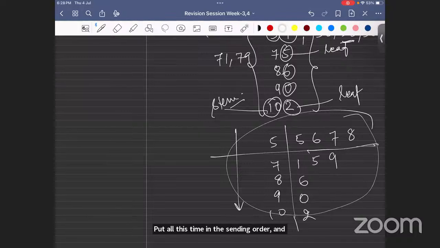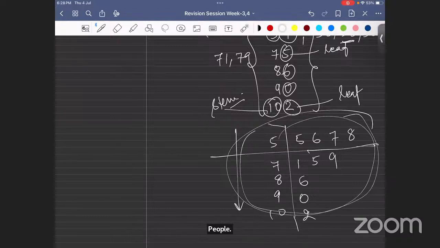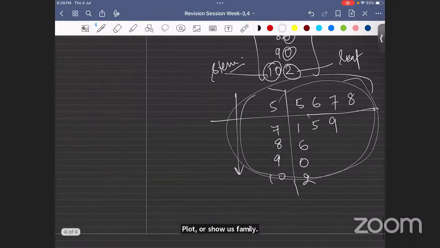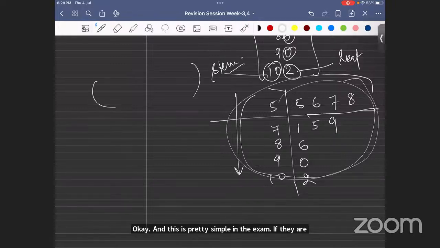Okay, so for a stem you'll be going from up to down, and for the leaf you'll be going from left to right. In this way you can plot or show your stem and leaf. This is pretty simple. In the exam, they'll either give you the plot or the data set, and then ask which of the following four stem and leaf plots is correct corresponding to the data set.